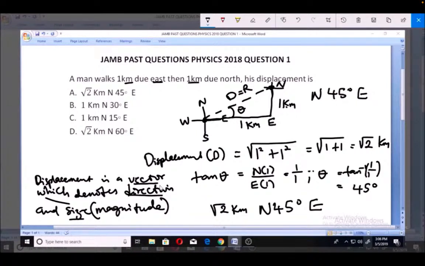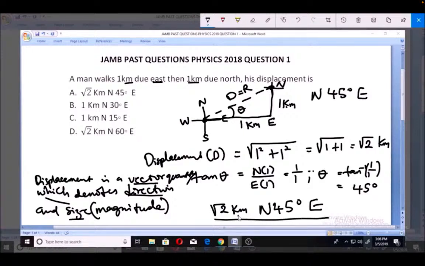So displacement is a vector quantity. Displacement is a vector quantity which has direction and size. So this is the right answer.